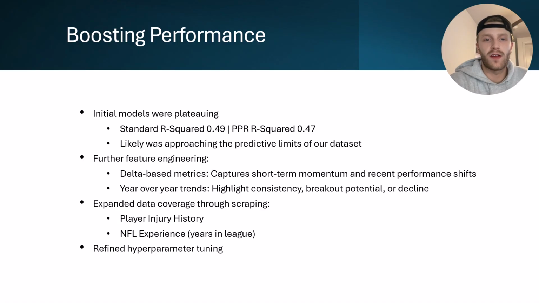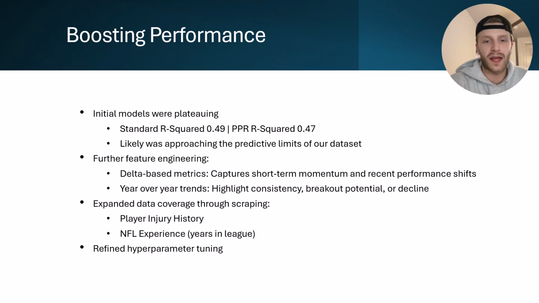Our performance was reaching an R squared of 0.49 for standard scored leagues and an R squared of 0.47 for PPR scored leagues. We believe that it's probable that we were approaching the predictive limits of our dataset. To combat this, we explored further feature engineering through additional features such as delta-based metrics and year-over-year trends. Our hope is that this can capture short-term momentum as well as highlight consistency, breakout potential, or decline.